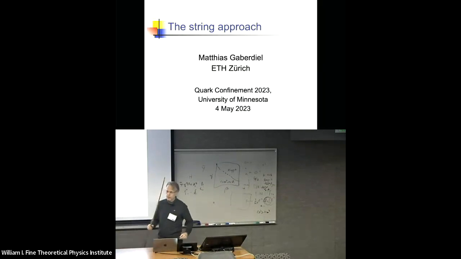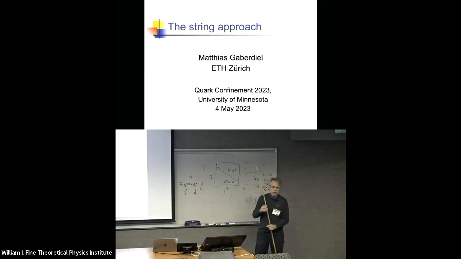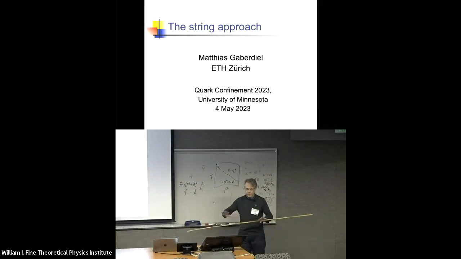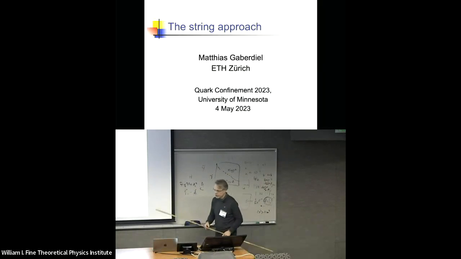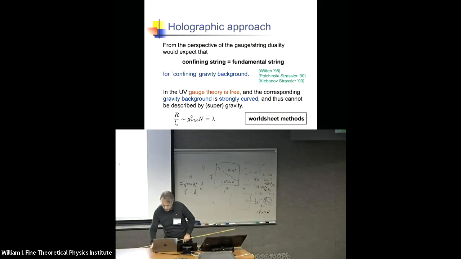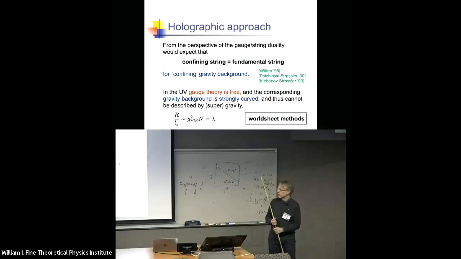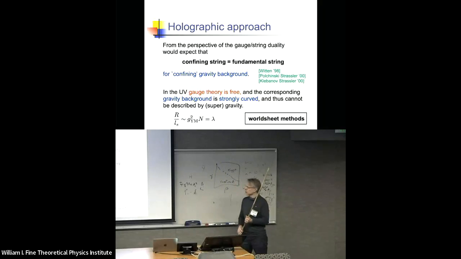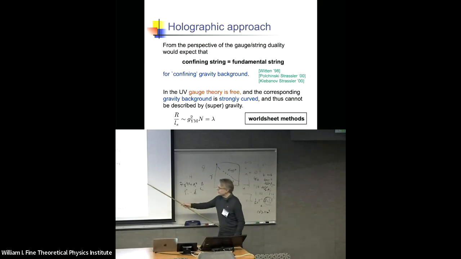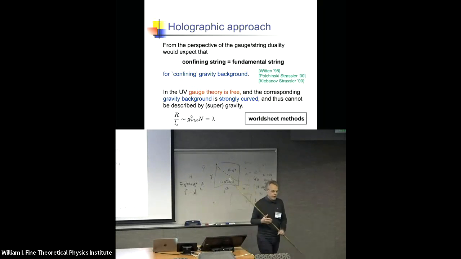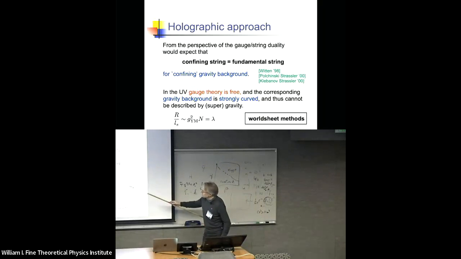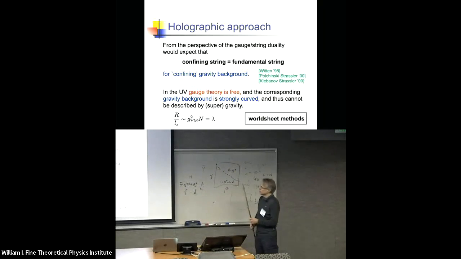Okay, so thanks very much. So I'm going to describe a somewhat different approach to this problem, which comes from trying to think of the confinement problem in the context of the gauge-gravity duality. And the basic contention is that a confining string should be identified with the fundamental string for a suitable confining background. And I think there is some good evidence for this idea being a good approach.